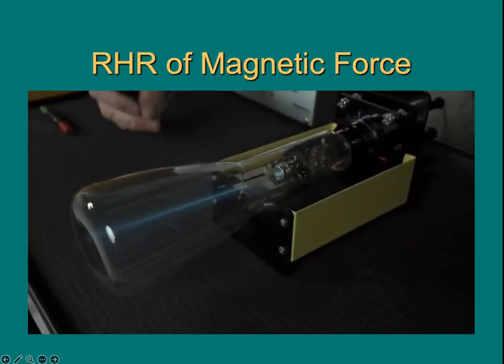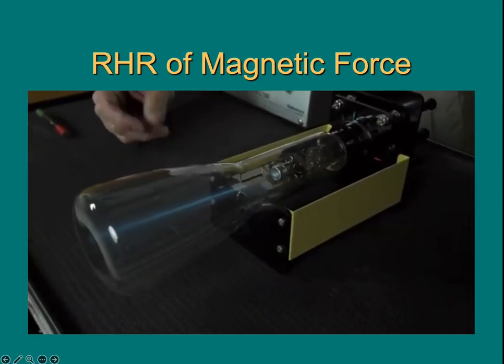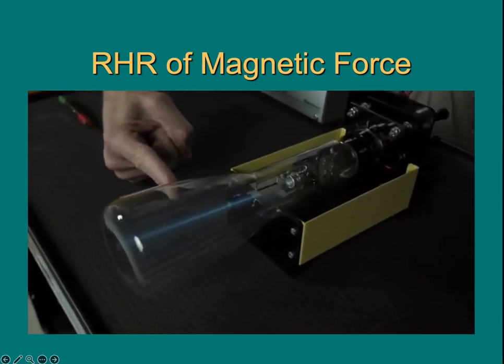Let's check the magnetic force law for the cathode ray tube in the case where the magnetic field points to the right.